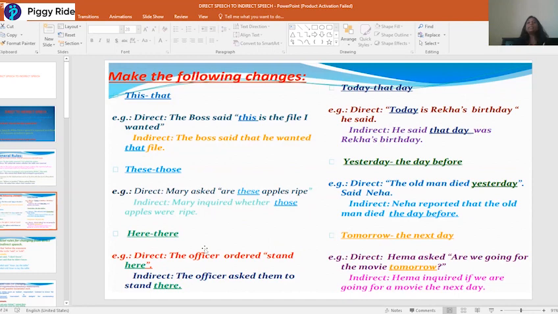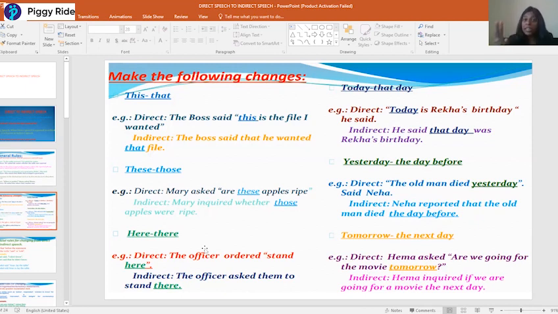Now make the changes whenever you see the following things in the sentences. Kindly make the following changes. It has been explained very clearly with examples. Okay, now this is going to change to that. Direct: The boss said, "This is the file I wanted." Indirect: The boss said that he wanted that file. So did you see this has changed to that?